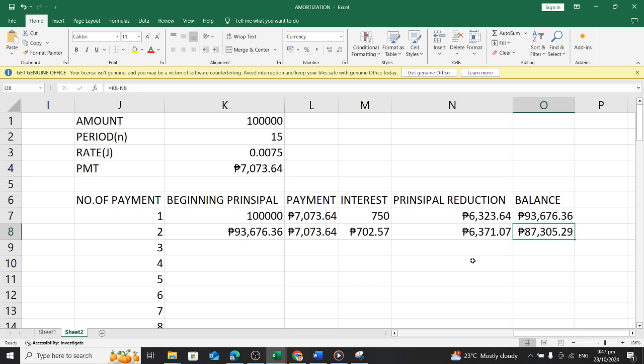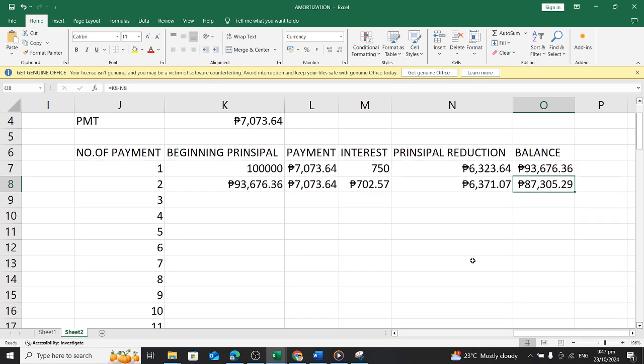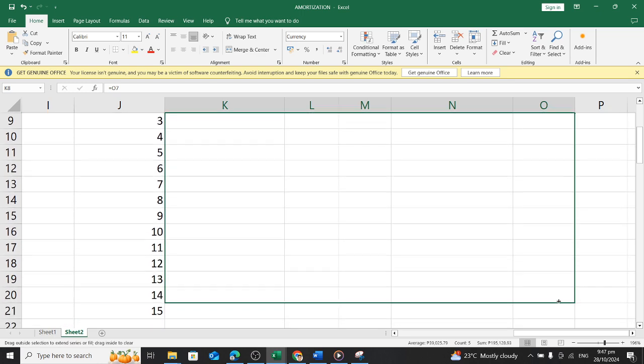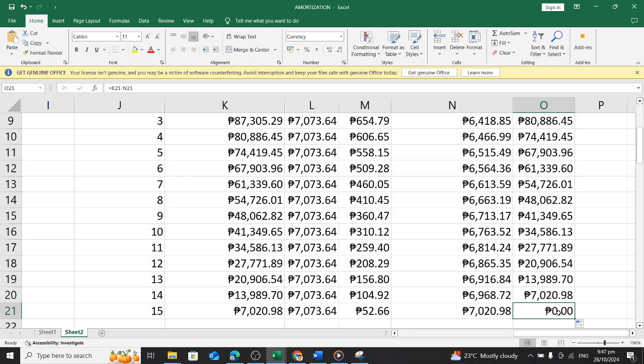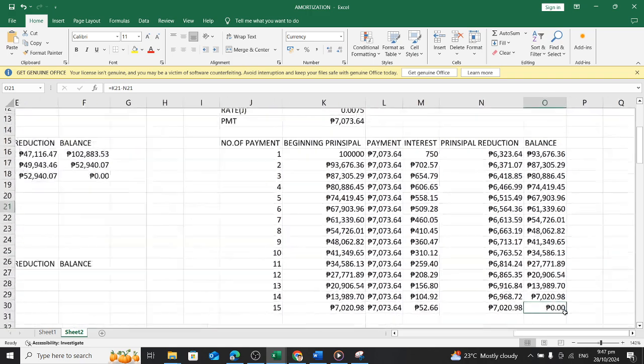Now, sir, is it still necessary to do this one by one? It is not necessary. For as long as we have entered the formulas as well as the dollar signs, it can be done. All you have to do is highlight. After you highlight, you go to the corner where you see the black plus, then you drag down to the 15th. As you can see, class, after the 15th payment, you have no remaining debt. You are fully paid.